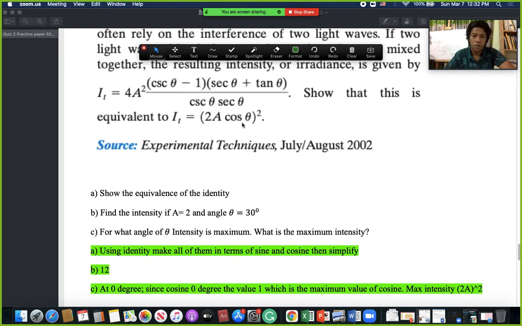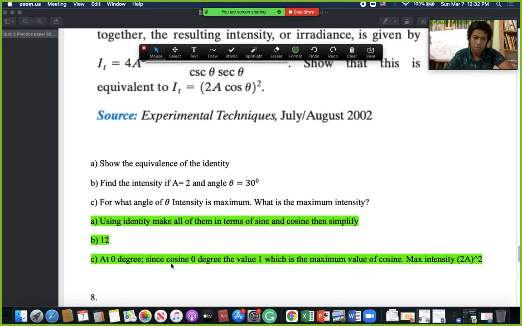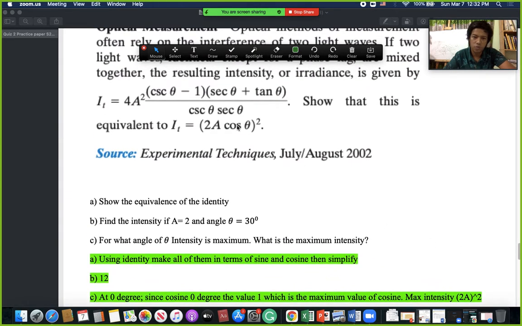So angle theta, cos 0 degree is 1, which is the maximum value of cos, and also we have some repeated values. So we are just looking at the first value here. Cos theta is periodic, so after every 2 pi we will have the same values. Let's say at 0 degree, this is one answer. Since cosine 0 degree value is 1, which is maximum, the maximum intensity is, you put 0 degree here, so it becomes 1. That means 2a whole square is the maximum intensity.